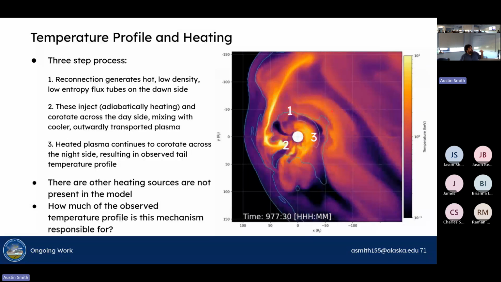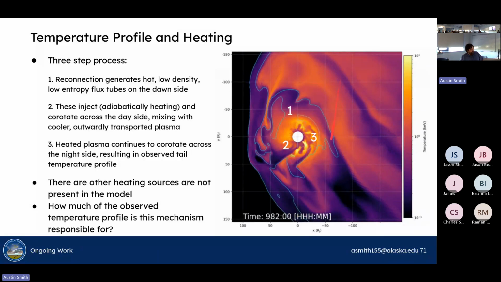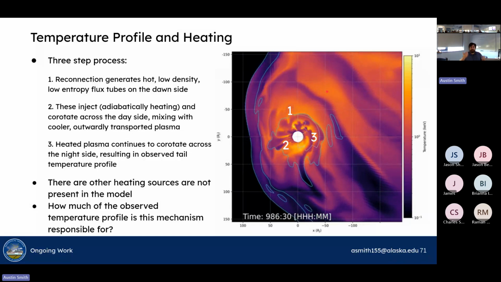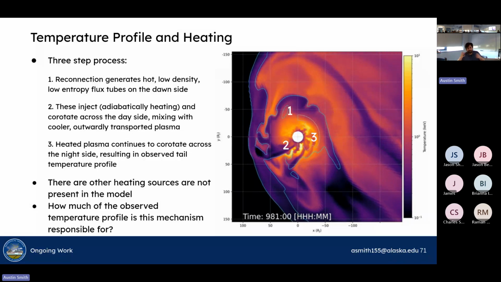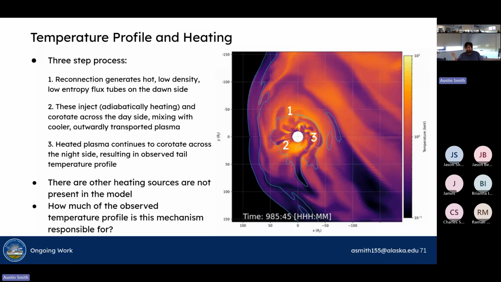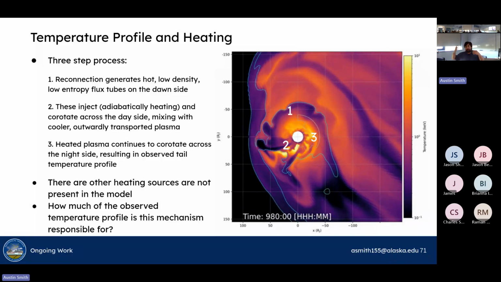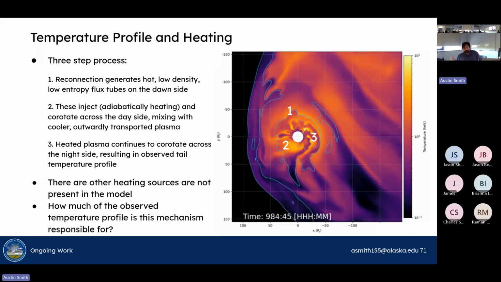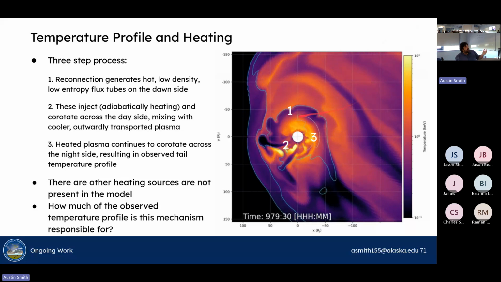So on the dawn side, there's reconnection from the Vasyliunas cycle. There's an X line back here. And this reconnection generates hot, low density, and also low entropy flux tubes. And entropy in this case is the flux tube integrated entropy, which is the flux tube integrated pressure to the 1 over gamma. And if you are low entropy, you want to move inward. And if you're high entropy, you want to move outward. So these low entropy flux tubes inject on the dawn side.